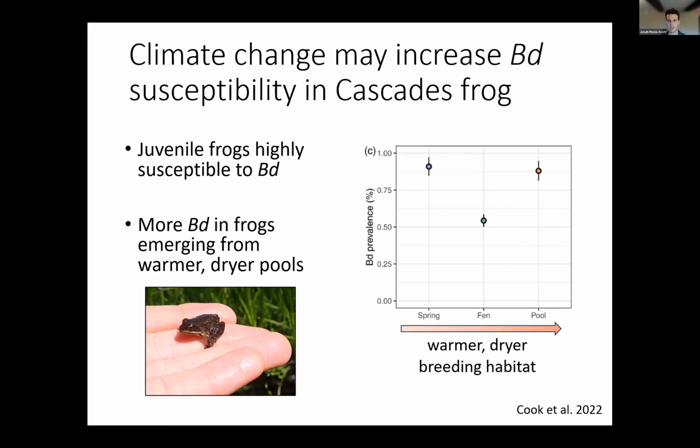Interestingly, on the far left are springs, and those tend to also feature pretty high BD prevalence. Those aren't ideal breeding habitats because they tend to stay cold, even though they retain water. And the amphibians don't develop as fast in cold water, and it also may be that the pathogen likes it better in the cold water. That middle spot there, that's like great breeding habitat. The water warms up, but the pool doesn't dry up too fast.